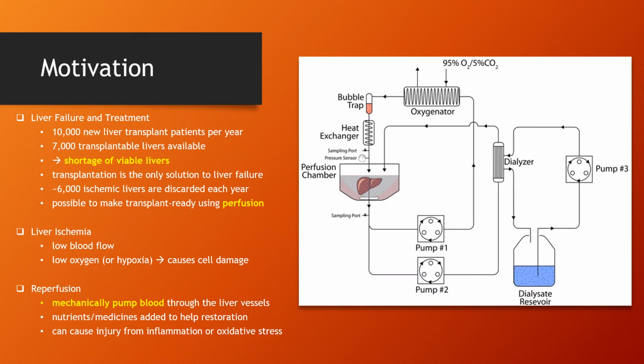The motivation for this work stems from the fact that there are approximately 10,000 new liver transplant patients per year in the United States, but only 7,000 transplantable livers are available. Unfortunately, transplantation is the only solution to liver failure. However, there are approximately 6,000 ischemic livers that are discarded each year that could possibly be made transplant ready using machine perfusion.